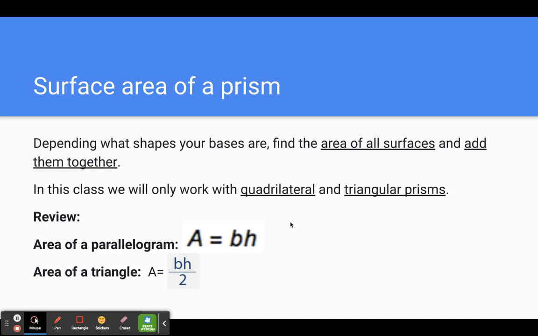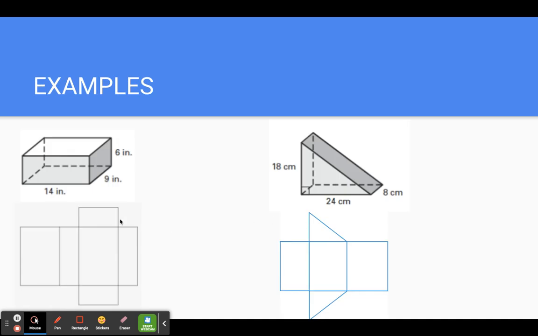So if you review, remember, surface area is just adding up all of the surfaces together. The area of a parallelogram we talked about already is base times height. The area of a triangle is base times height divided by 2. So if we take a look at these examples, again, creating nets is really going to help you visualize a little bit better. So remember, we got 6 sides in a rectangular prism.